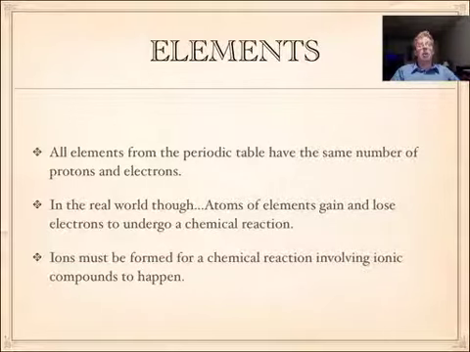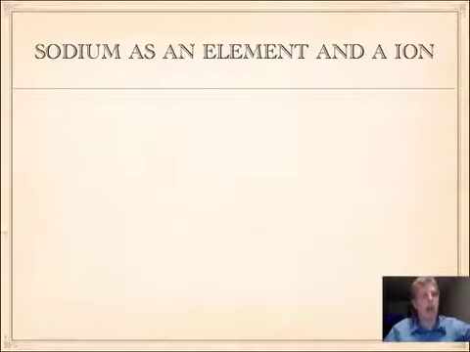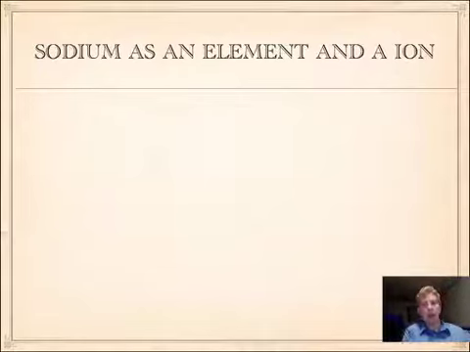We've previously talked about, as an example, sodium as an element, a metal that's explosive in water, and chlorine gas, which is poisonous to you, forming sodium chloride. It's an example of an ionic compound. Electrons have to be lost or gained in order for that to happen. And so let's begin tonight by looking at sodium as an element and sodium as an ion.